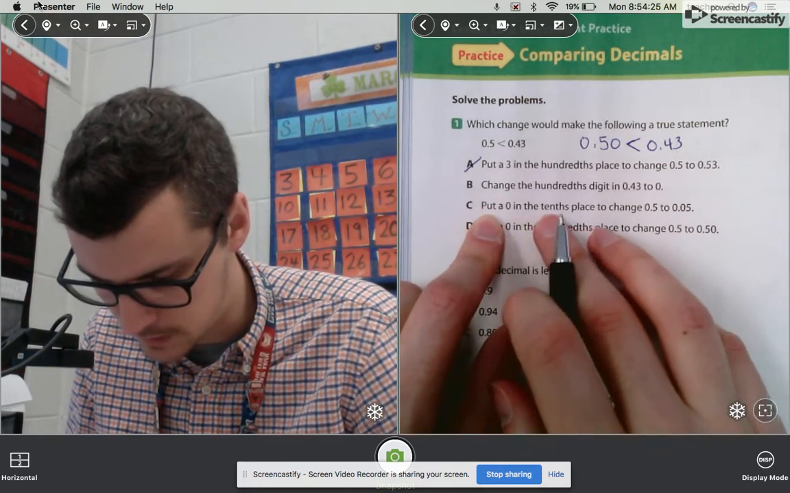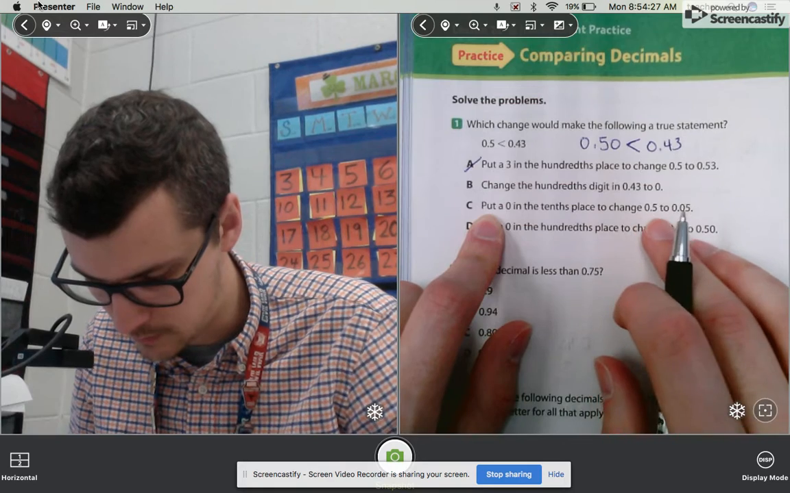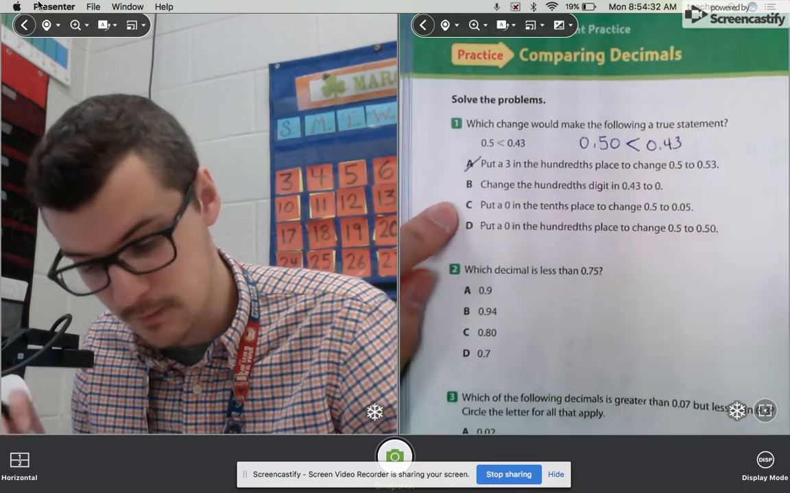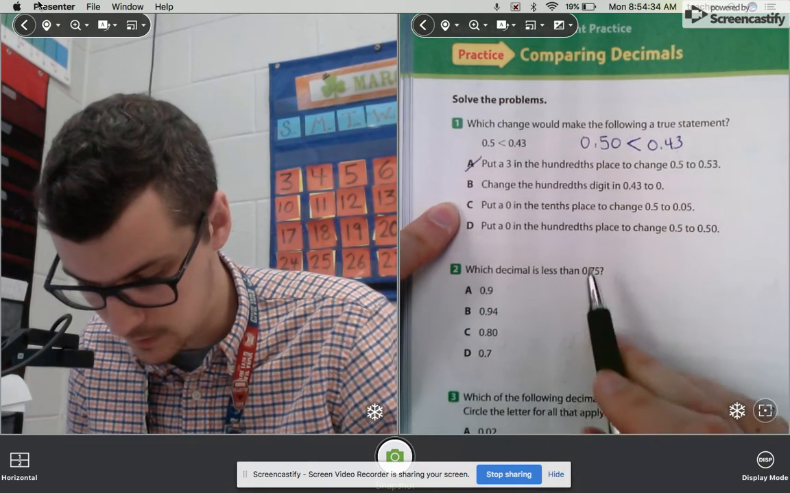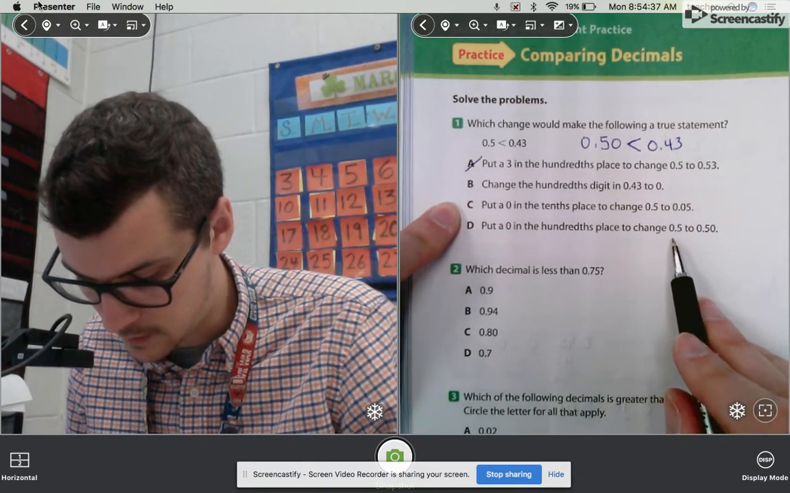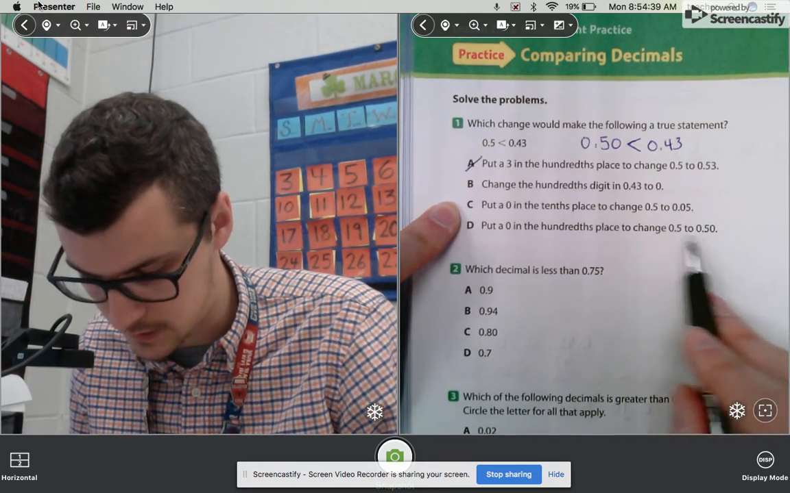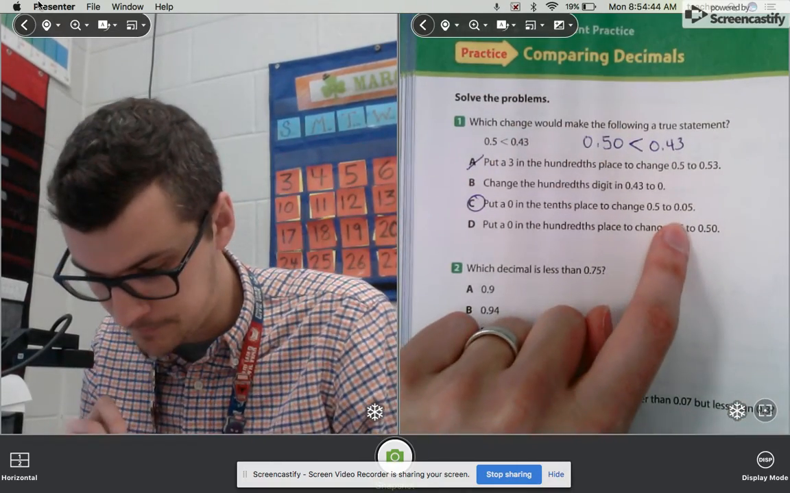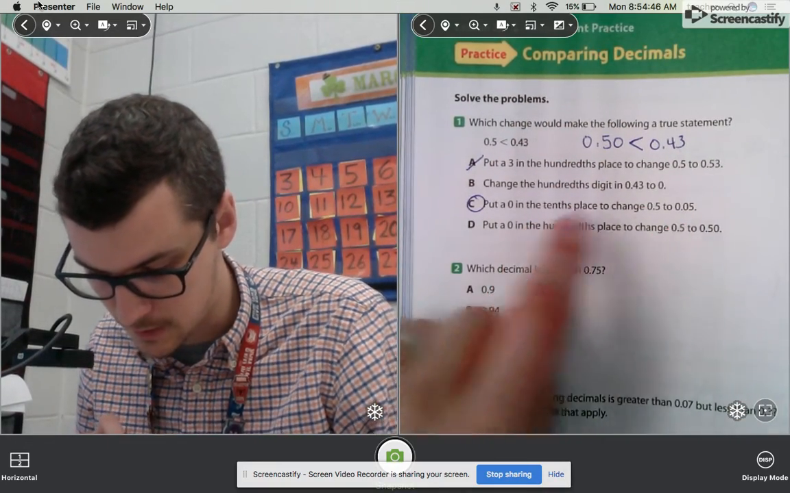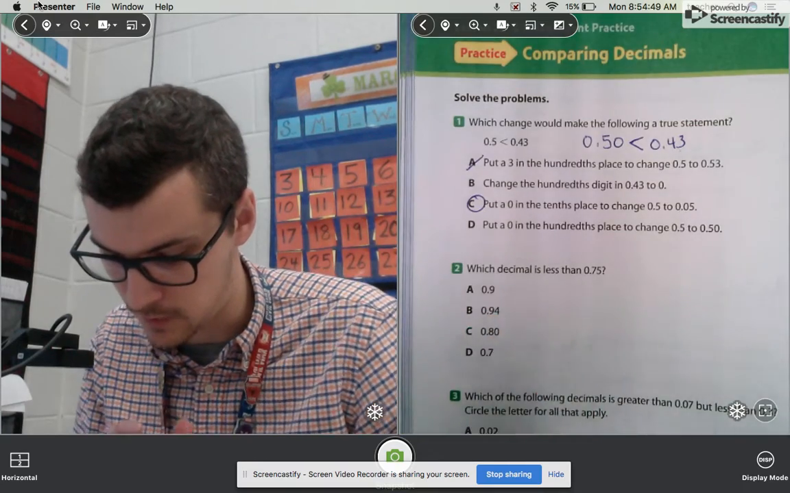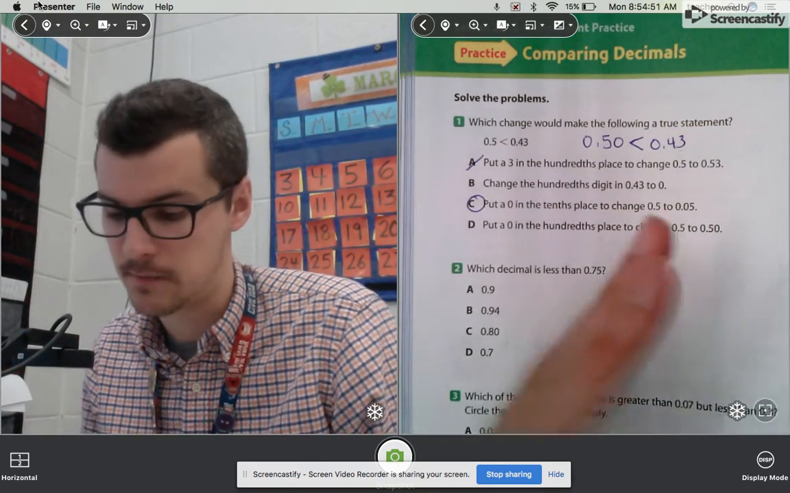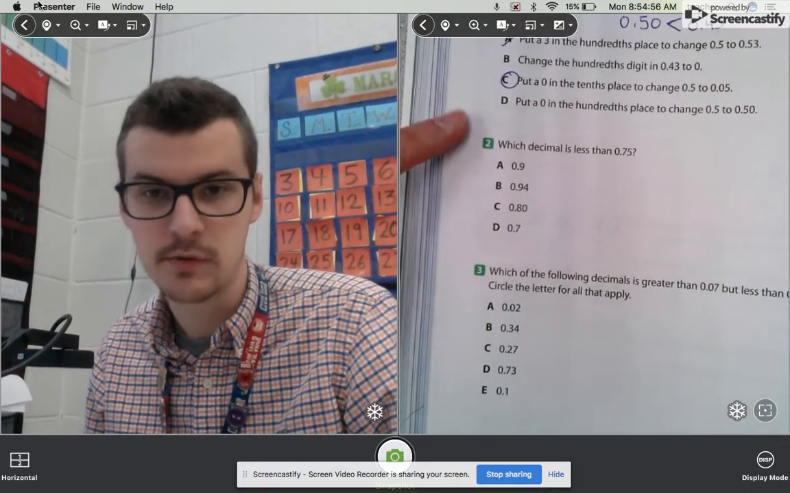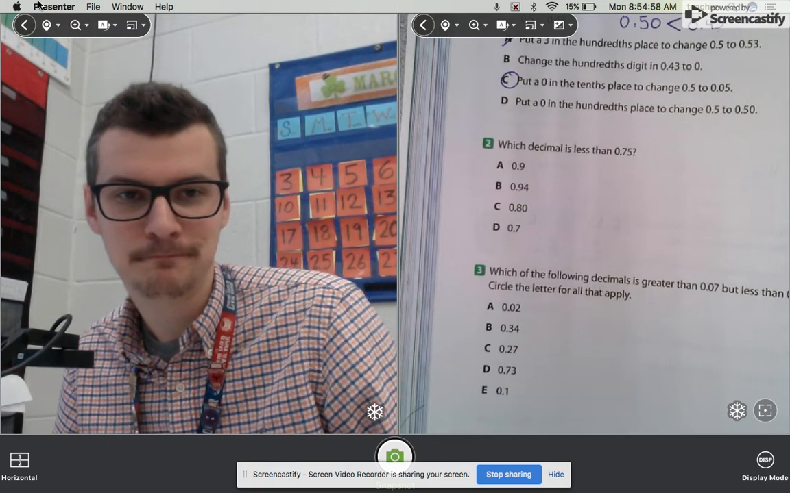Put a 0 in the tenths place to change 5 tenths to 5 hundredths. Okay, that's promising. Put a 0 in the hundredths place to change 5 tenths to 50 hundredths. That doesn't change the value at all there, so it's going to have to be C. By putting a 0 in the tenths place, they're literally changing what would be like 50 cents to 5 cents. They're making it less, which is going to fit our statement here. All right. You try 2 and 3. Pause the video.